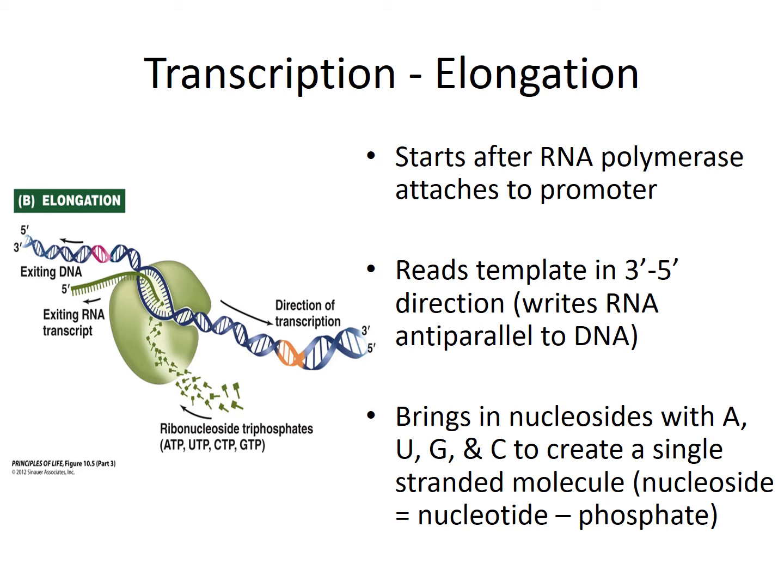Now, when we're talking about RNA, remember our bases change a little bit. We have A for adenine. U is going to be for uracil. That's going to take the place of thymine. So anywhere T would normally pair as in DNA, we're going to pair a U there. So U is always going to pair with A, and then guanine, cytosine, same thing that we had going on there.